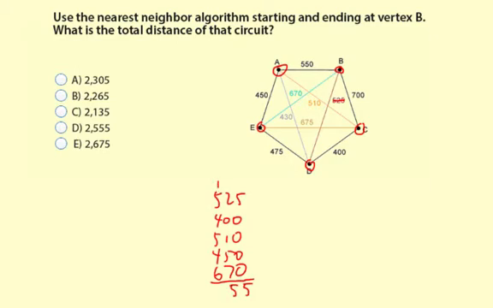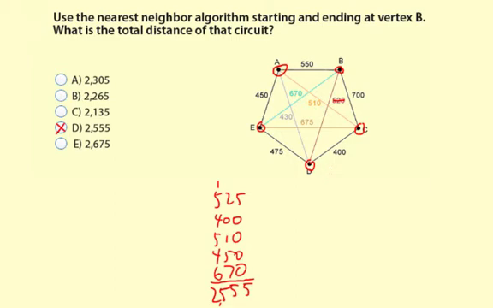Bring the 1 up here. That's going to be 1 plus 5 is 6. Then plus 4 is 10. Plus 5 is 15. And then plus 4 is 19. Plus 6 is 25. So that's the total for that circuit. The nearest neighbor algorithm is 2555 right here.